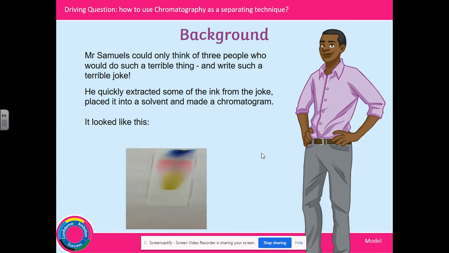This was very frustrating, but no fear, science is here. Mr. Samuels could only think of three people who would do such a terrible thing and write such a terrible joke. He quickly extracted some of the ink from the joke, placed it into a solvent, and made a chromatogram. And it looked like this. Now, I took my tie off as I became comfortable because I am positive that I will find the person who took my sandwich. Ha ha ha.